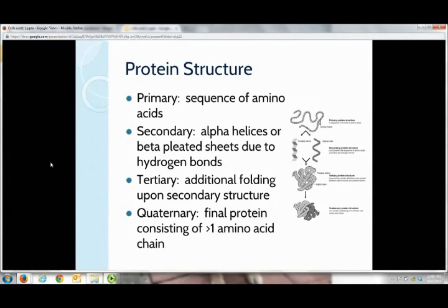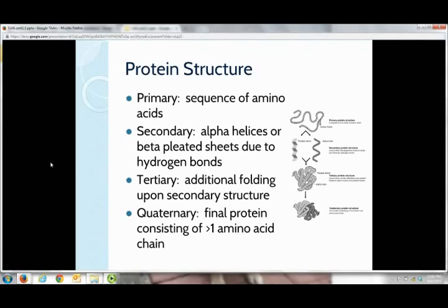When proteins form their structure, there's 4 levels to the structure. The primary structure is just the sequence of the amino acids, and that's going to form a nice chain of different amino acids. The secondary structure is going to be when those initial chains of amino acids fold up into alpha helices or beta pleated sheets. This is due to hydrogen bonding in the neighboring amino acids.